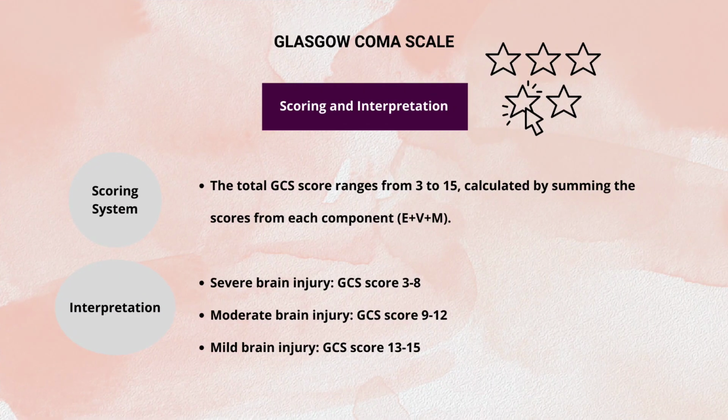Scoring and interpretation. Scoring system. The total GCS score ranges from 3 to 15, calculated by summing the scores from each component, EVM. Interpretation. Severe brain injury, GCS score 3 to 8. Moderate brain injury, GCS score 9 to 12. Mild brain injury, GCS score 13 to 15.